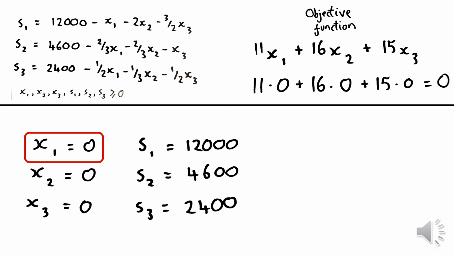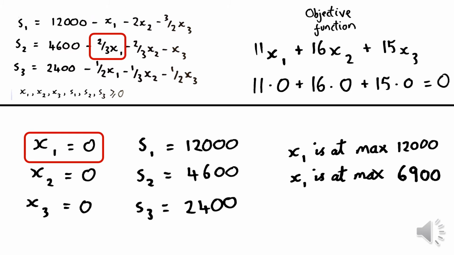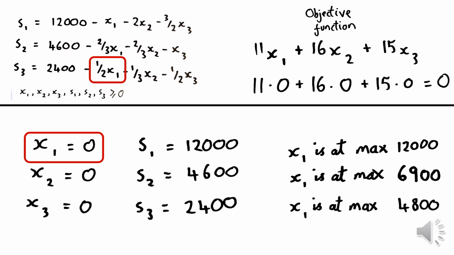What's the maximum value we can set x1 to? In the first equation, it's 12,000. Otherwise, one of the other variables would have to be negative, which isn't allowed. In the next constraint, x1 can be at most 6,900. In the last constraint, x1 can be at most 4,800. This last constraint is the tightest, so we're going to rearrange it to make x1 a basic variable.